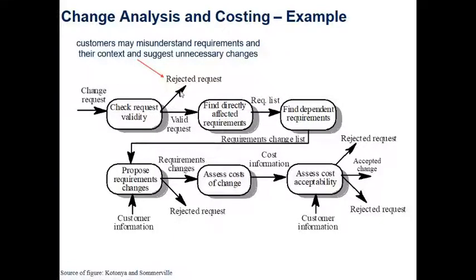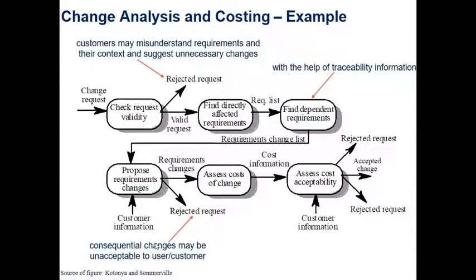Okay, here, when you reject the request initially after checking its validity, customers may misunderstand requirements and their context and suggest unnecessary changes. So sometimes you will end up rejecting the request. With the help of traceability information, you would find the dependent requirements, right? Using this requirements list that we looked at earlier. Consequential changes may be unacceptable to the user or the customer, right? So if the consequences are not acceptable, then we have to reject the initial request.